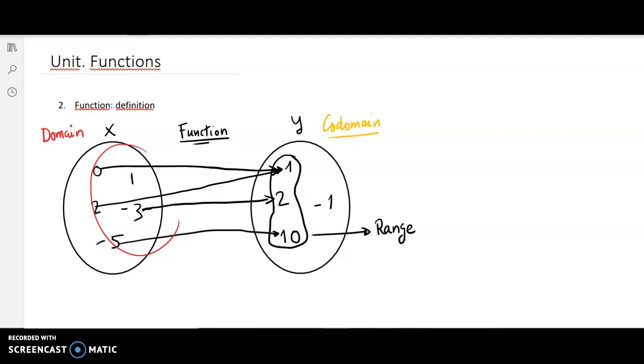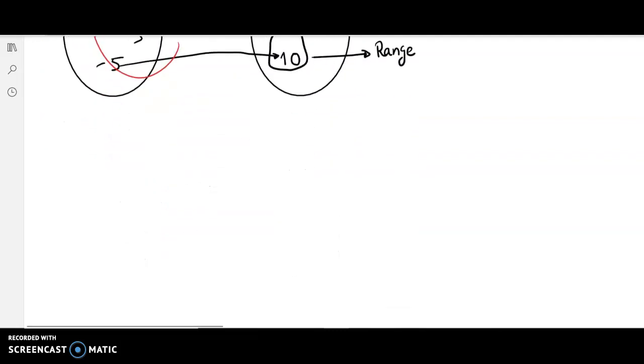Good. So we have said before that a function is something that relates numbers from x to numbers or elements from y. Okay. In mathematics, there are basically three ways to see a function. So let's see these three types. For example, as a formula.